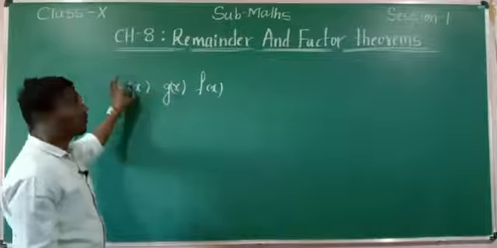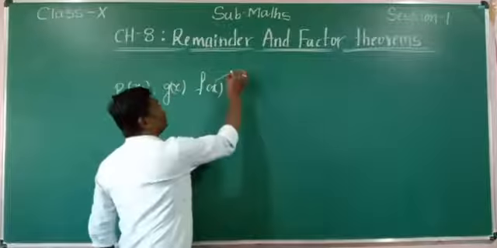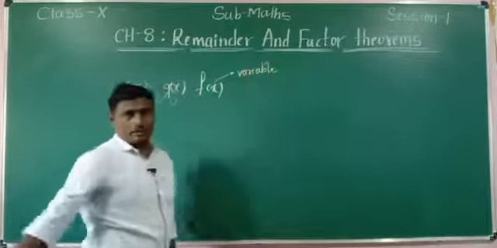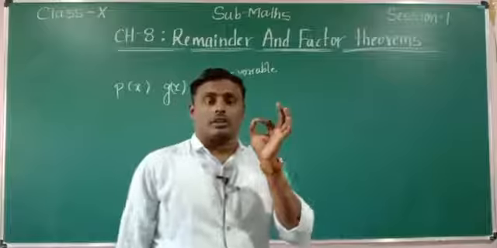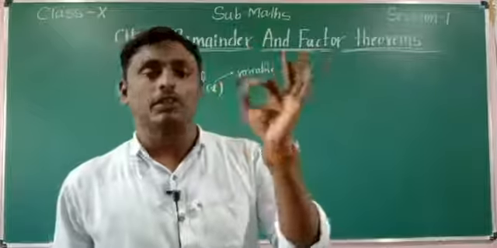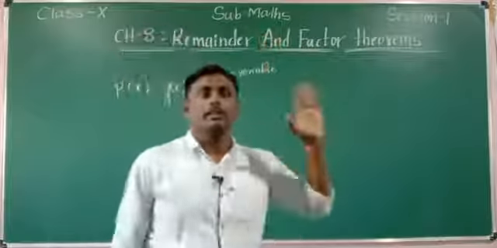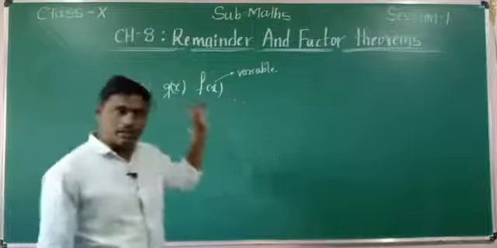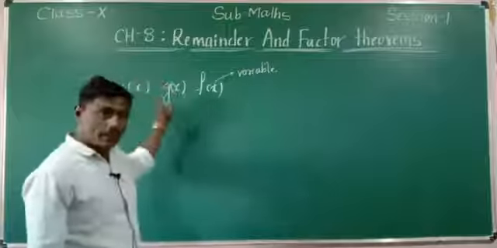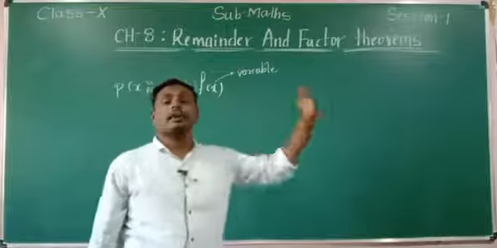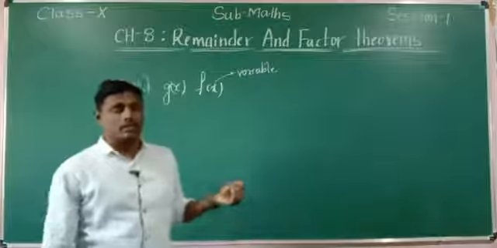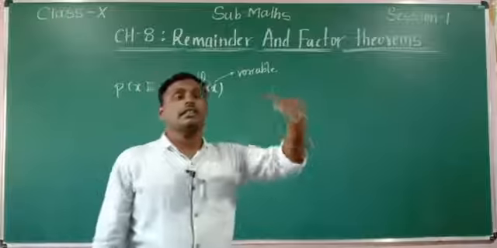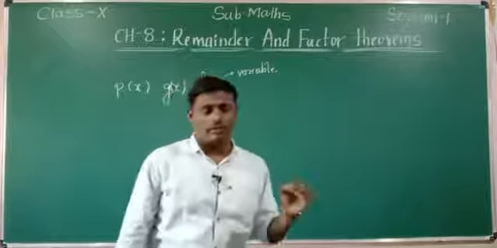Okay, for the particular variable x, the algebraic expressions are called polynomials. Generally a polynomial can be represented in the form of p of x or g of x or f of x or q of x, whatever it may be. Here x is the variable which is present in that expression or equation.